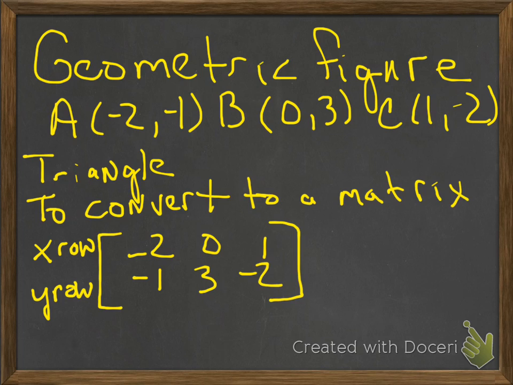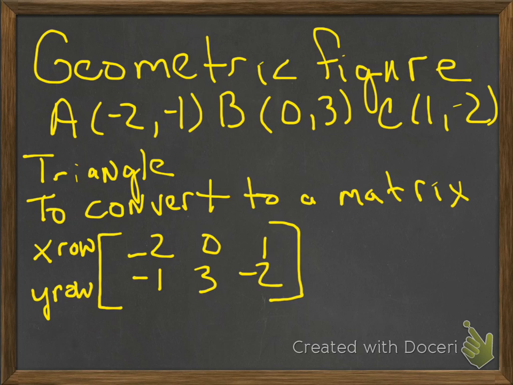Notice that that first column, -2, -1, is point A. 0, 3 is point B. And the column that's 1, -2 is point C. So X and Y's are the rows, the points are the columns. Yes? So what does having it like that do for you? That allows me to make the changes.